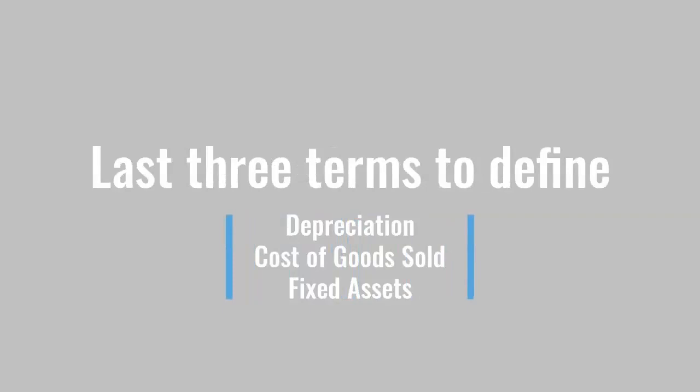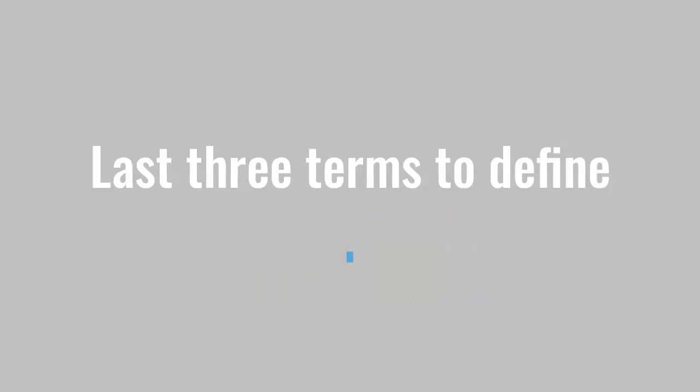The last three terms to define are depreciation, which is the estimated useful life of your fixed assets; the cost of goods sold, which means how much we spend on making a product; and your fixed assets, which is what your company owns, resources such as computers, equipment, vehicles.